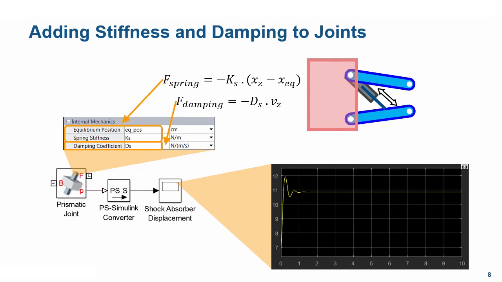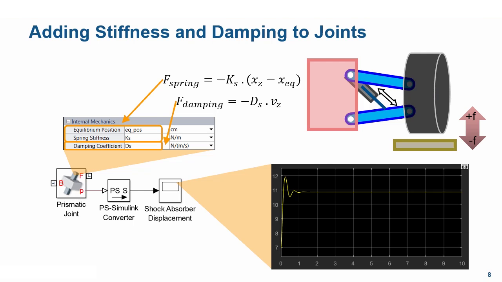We then rectified the oscillatory state by specifying internal mechanics for the joint. We specified equilibrium position, stiffness, and damping coefficients to see that the system settled to an equilibrium state. All along, we have been testing our model only under the force of gravity. Next, let's add external actuation to our model. We will use a test platform and exert force on our tire. Let's switch to MATLAB to see how we can do this.